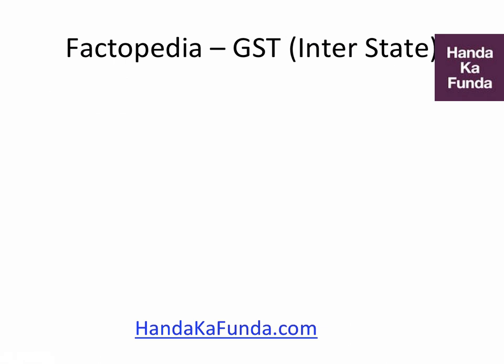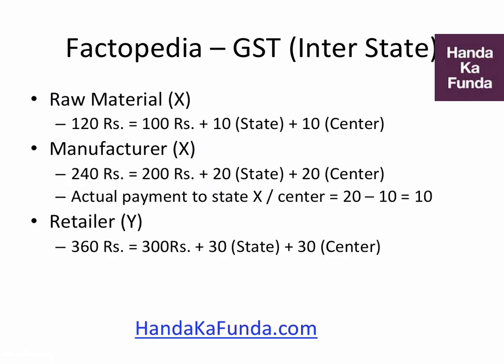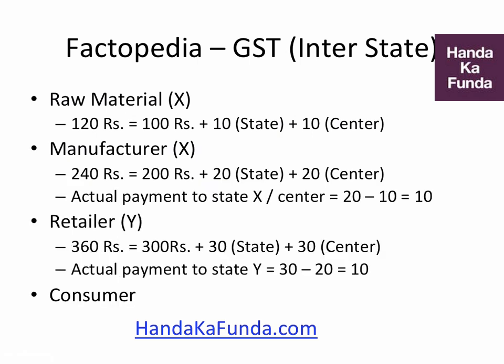Yes. Let's see how. So the raw material is being done in X, the manufacturer is in X, the retailer is in Y, and the retailer is selling to the consumer. Now have a look at the numbers. The numbers are exactly the same. The state still needs to get 360 rupees. In 360 rupees, 30 rupees need to go to the state.